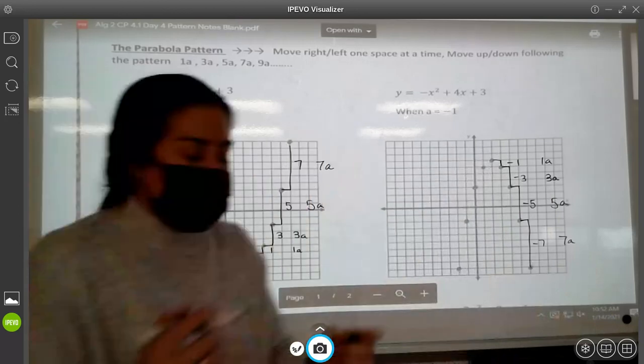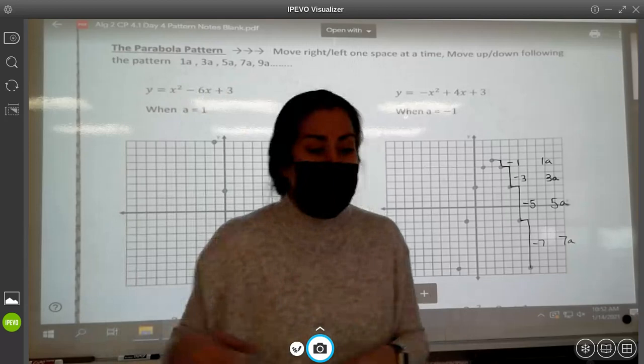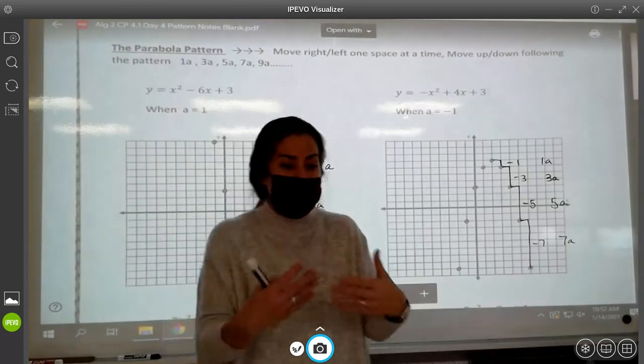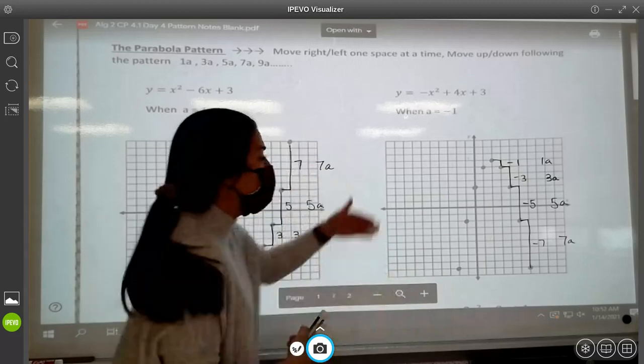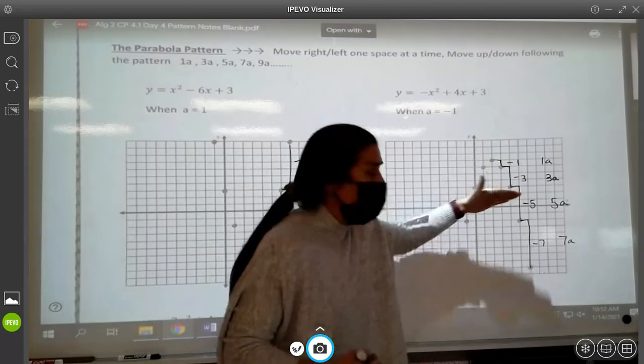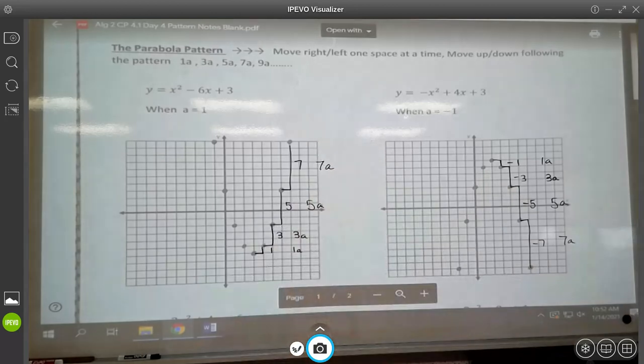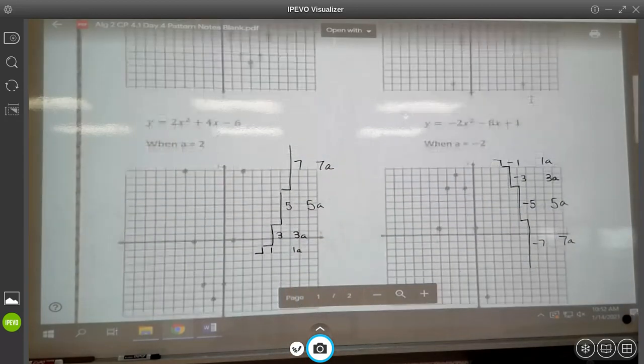So guys, it works. If you want to use the pattern, you won't have to use the table anymore. You won't have to plug numbers in to create these ordered pairs because you're going to get your ordered pairs just by counting the jumps, okay? All right, let me show you one when A is 2 and how the pattern still works.